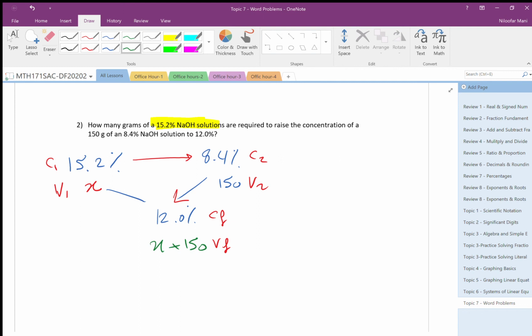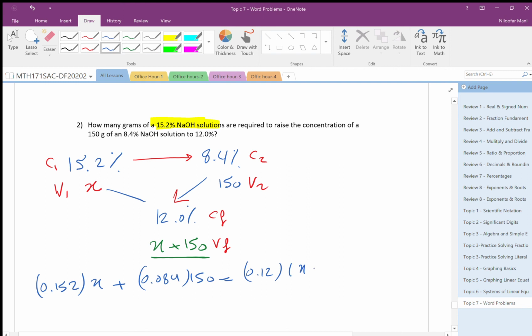What's the formula? Oh good, I don't have x and y, I just have one x, because this is the second equation. The second equation says V1 plus V2 is V final, so that's that. Now I can solve it. 0.152 multiplied by x, which is the higher concentration, is added to 0.084 times 150, equal to 0.12 times (x plus 150).